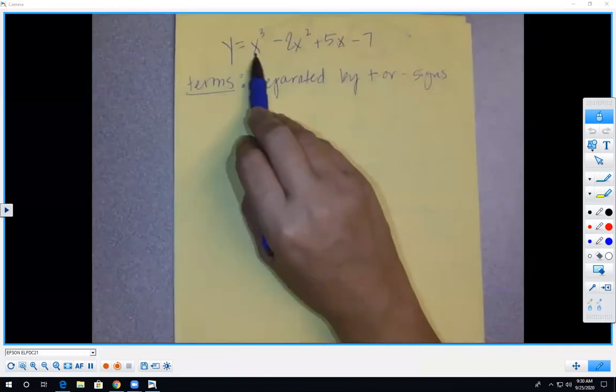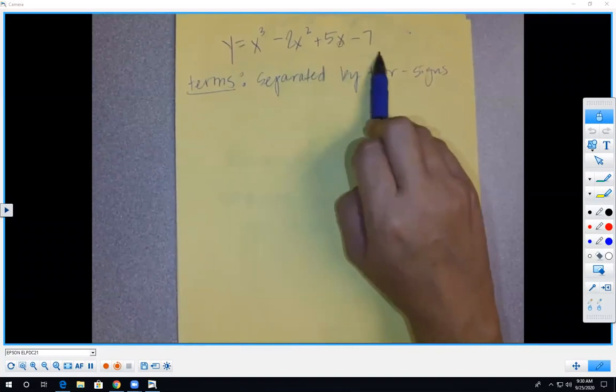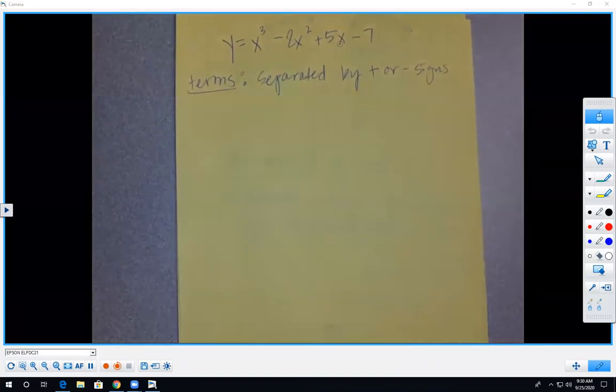So x cubed is one term. Negative 2x squared is one term. 5x is one term. 7 is one term. You could have a list of 15 variables, and as long as they're all multiplied together, that's one term. It's pluses and minuses that separate terms.